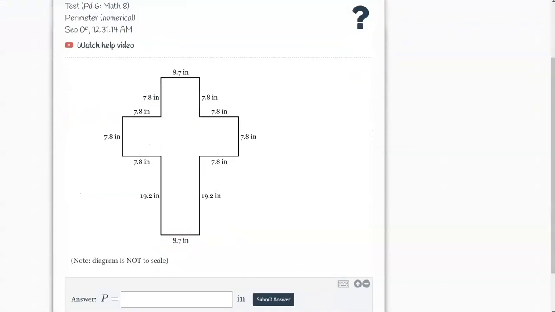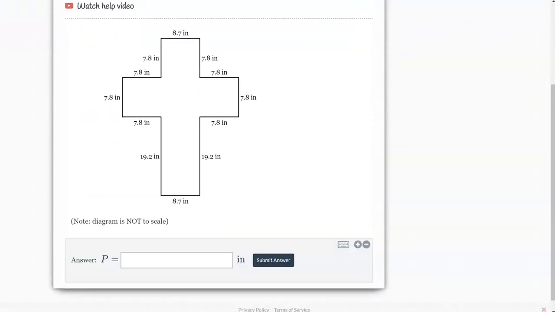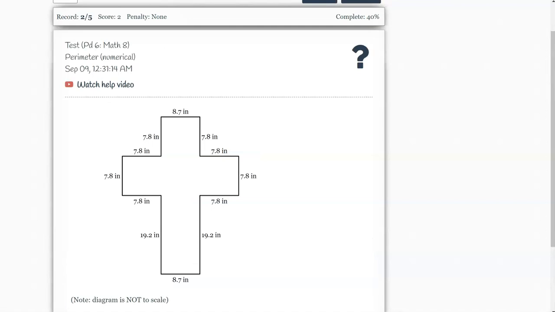All right. This next question simply asks you to find the perimeter. So you just have to add up all these numbers. Again, look for a shortcut. 1, 2, 3, 4, 5, 6, 7, 8. Right? You have 8, 7.8. So use that to help you.